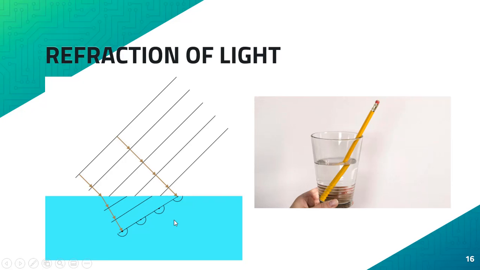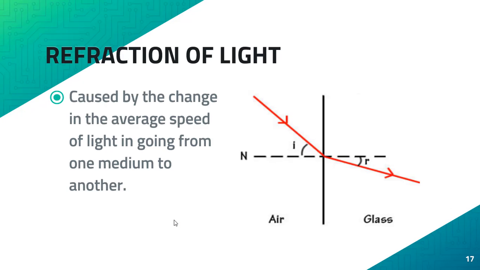Refraction of light is caused by the change in the average speed of light in going from one medium to another. For example, it comes from air, then passes through water or through glass, it will bend because of the different nature of the material. So the light will change its speed as it passes through different media.